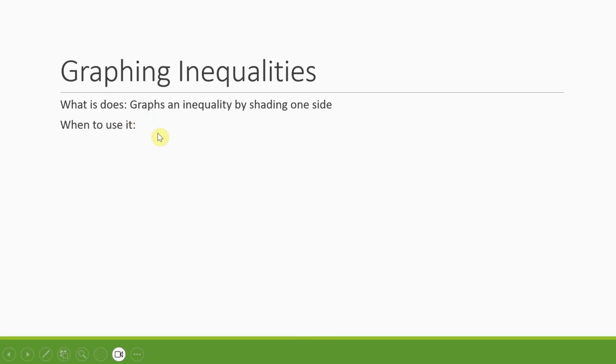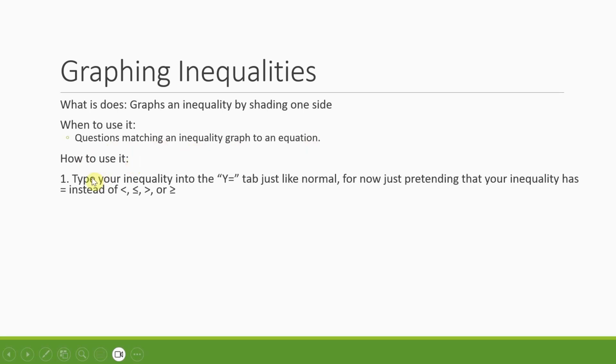So when am I going to do that? Exactly what I was just talking about: if you're matching an inequality graph to an equation. So how do I do this? Just like with your regular graphing, you're just going to type your inequality into the y equals tab, like normal. But for now, just pretend that it's not an inequality and it just has an equals sign.